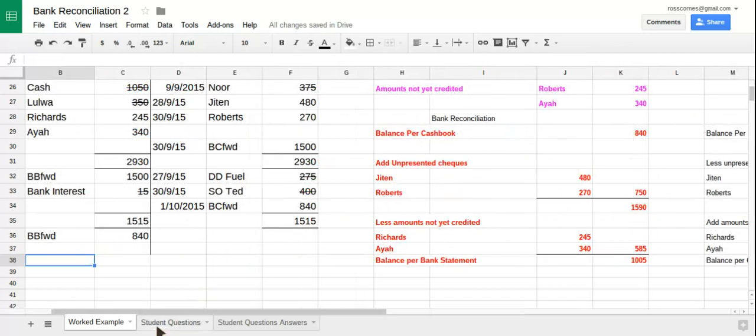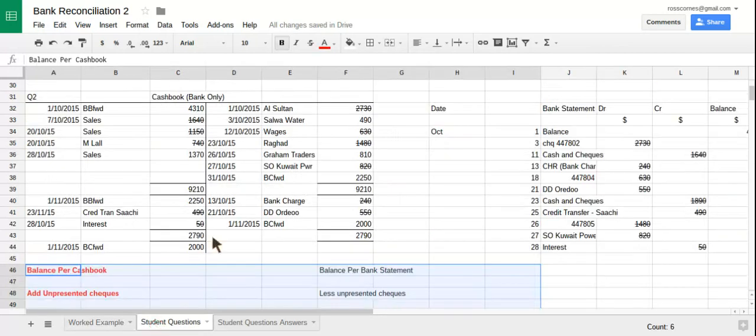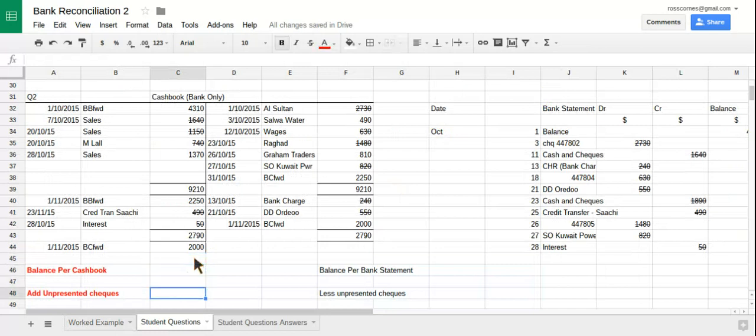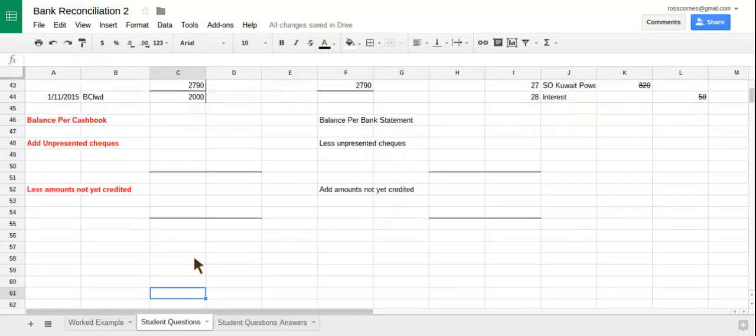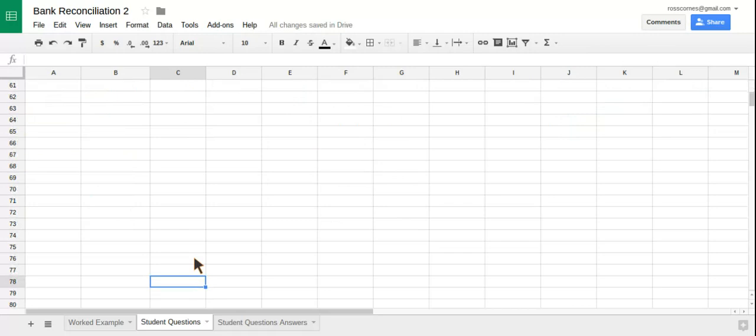What I've done, I've given you the answers to what you did last time, and what I want you to do is to have a go at doing the balances as per the cash book, balances as per the bank statement for both of those questions.